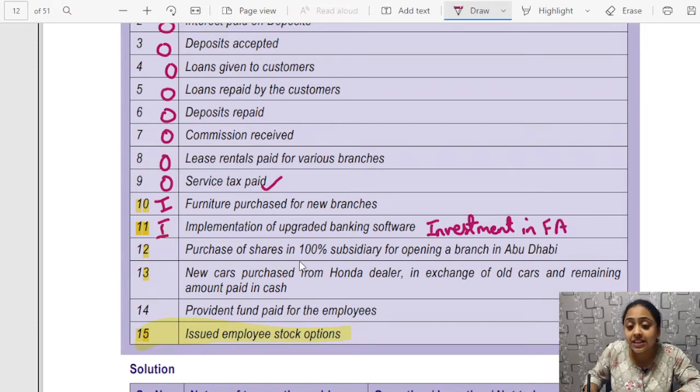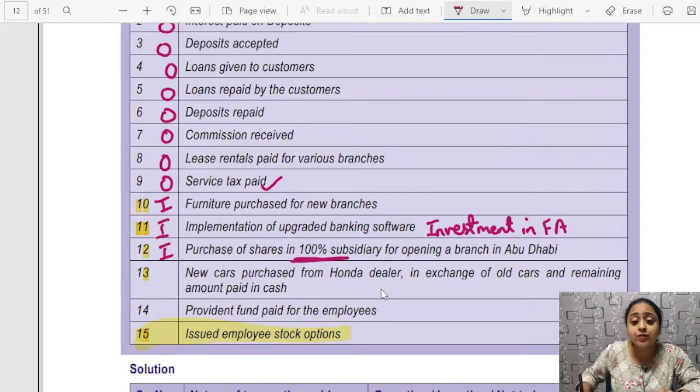Purchase of shares in 100% subsidiary. See, if you are purchasing shares and it is bringing a change in control, either you have lost control or you have gained control, then this is investing activity, otherwise it is financing activity. So this is investing activity. As 100% subsidiary, for opening a branch in Abu Dhabi, your control has been changed.